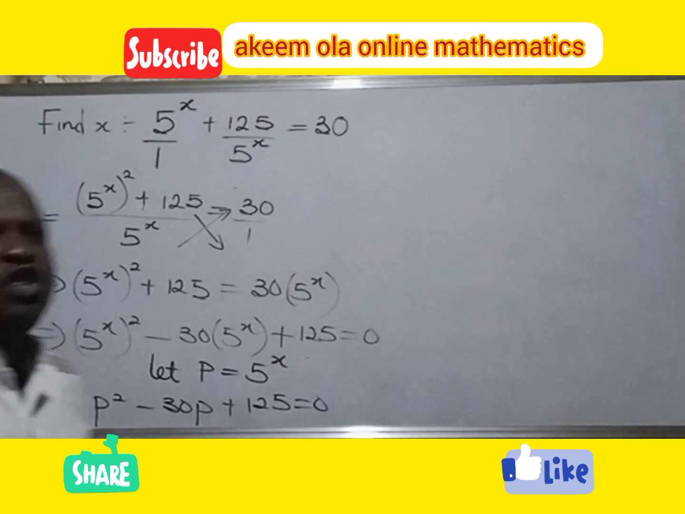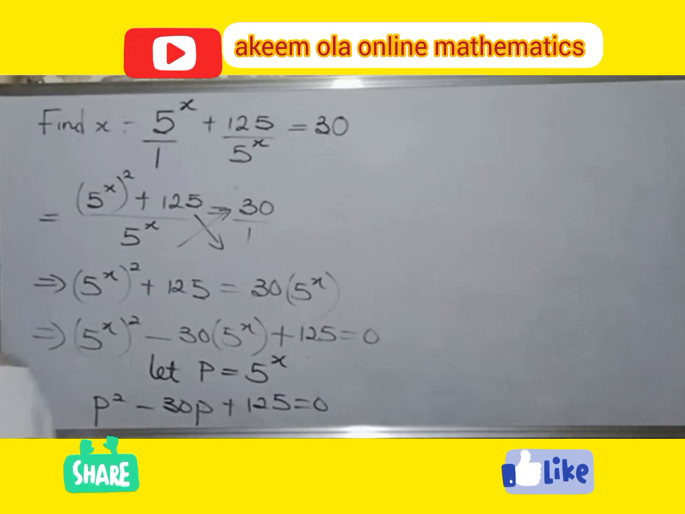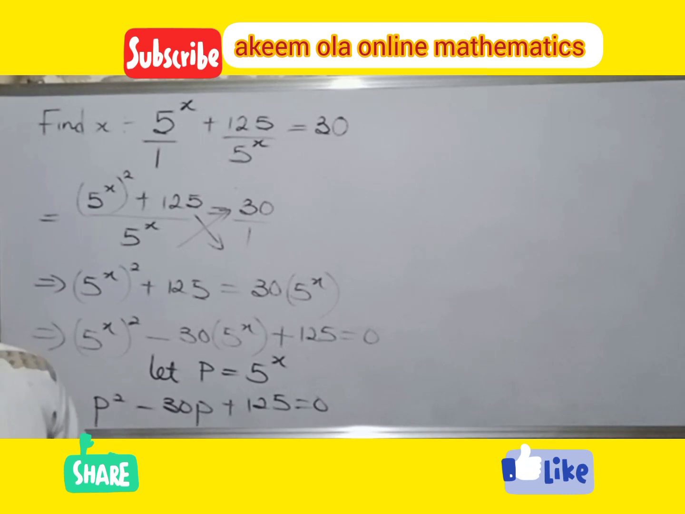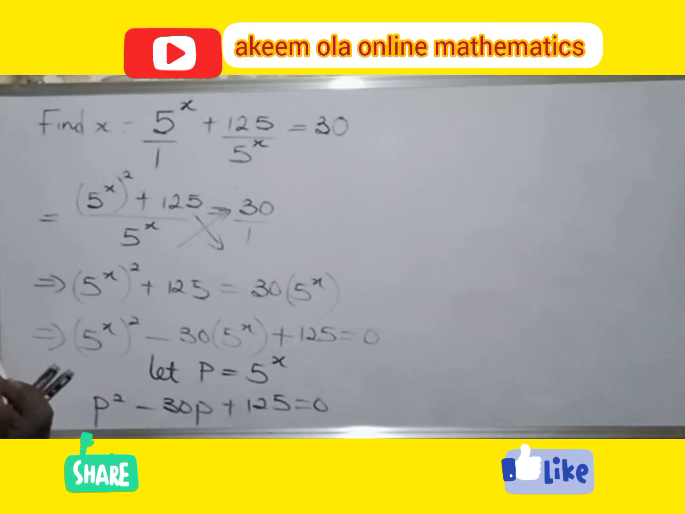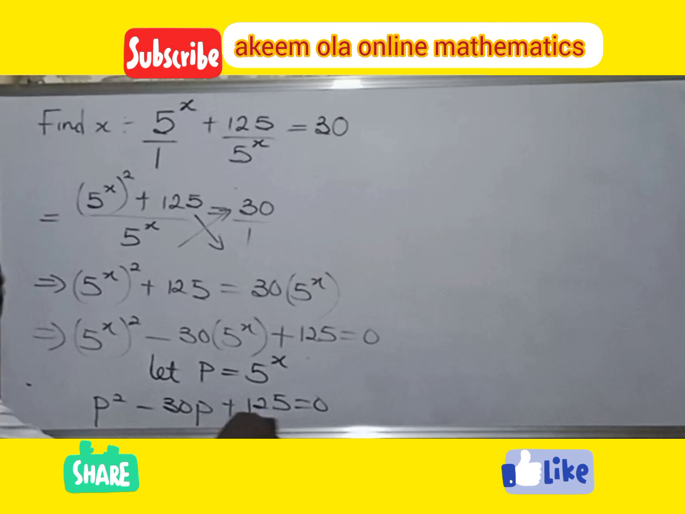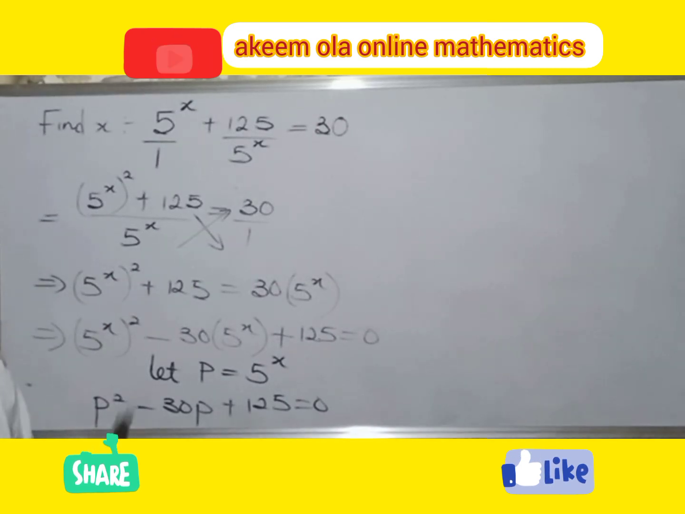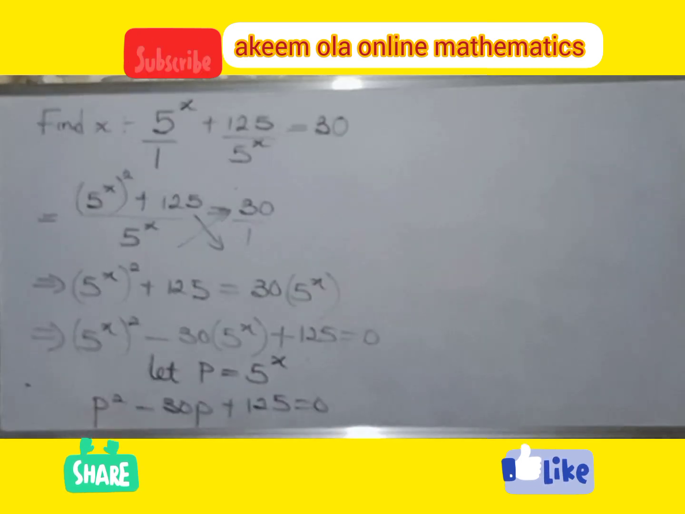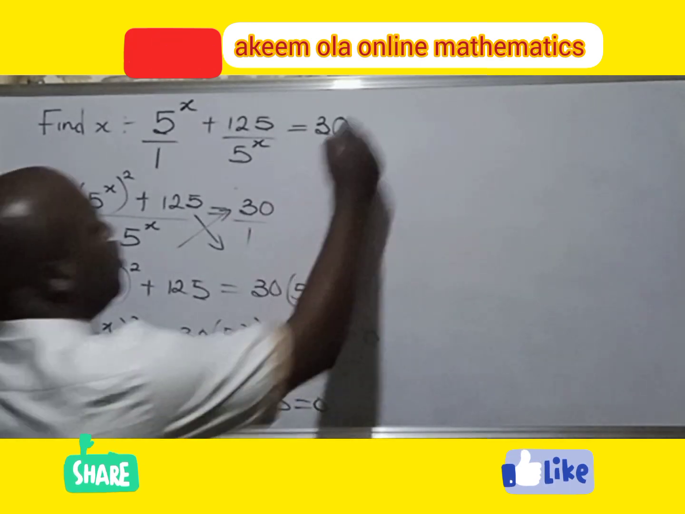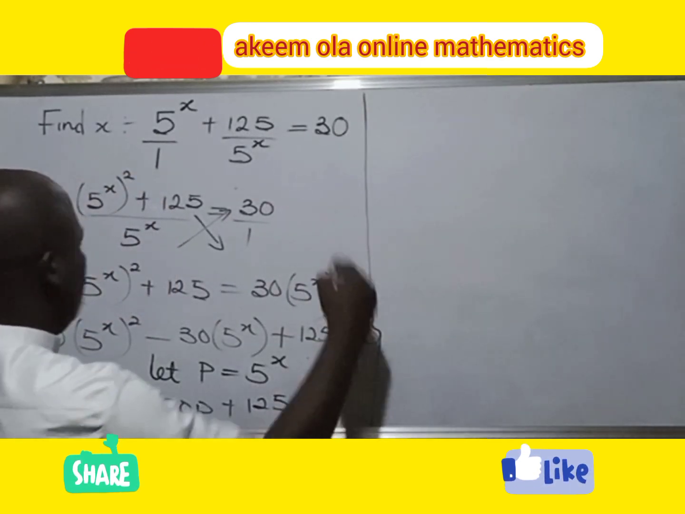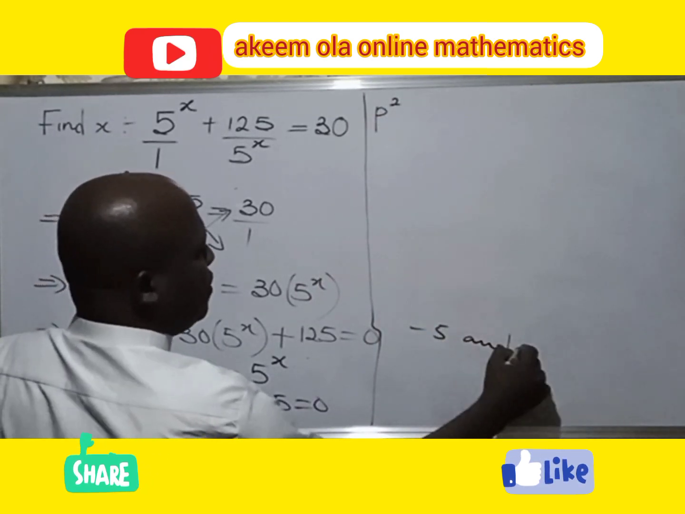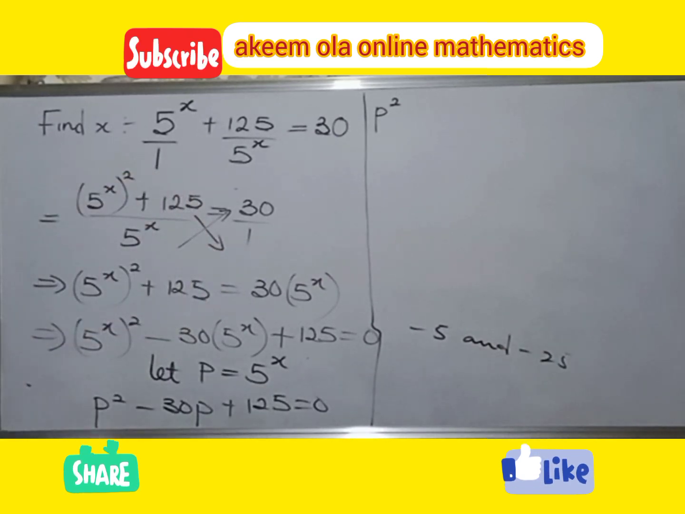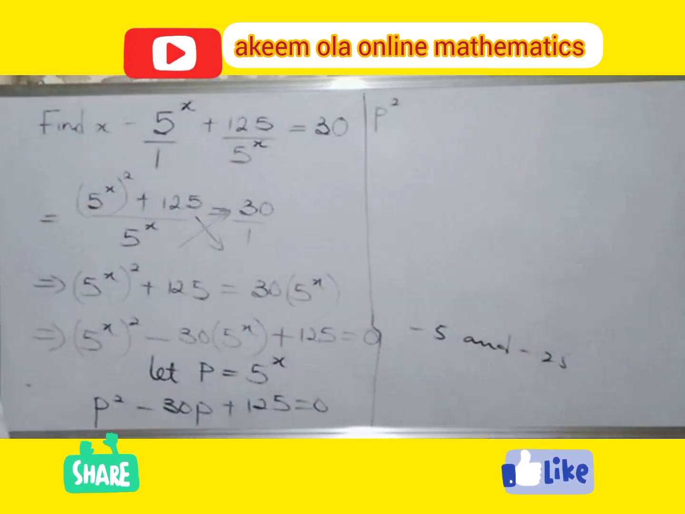When you look at this equation very well, you will notice that this is a quadratic equation which we can factorize to solve it, to get the value of p. If you check very well, we look for two numbers that multiply together to get 125, and when you add them together, you are going to have minus 30p. What are the numbers that we are talking about? I'm considering minus 5 and minus 25. If I multiply it, I'm going to have plus 125. And if I add it, I will have minus 30p.